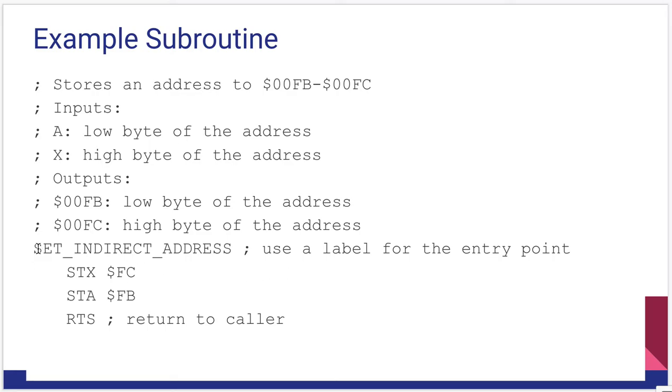The name of my subroutine is given by a label, SET_INDIRECT_ADDRESS. By convention, we will capitalize those. We don't have to, but I ask that you do to make things more readable. In this, I'm simply storing X to the high byte, storing A to the low byte, and then I have an RTS, which ends that subroutine and returns to the caller.